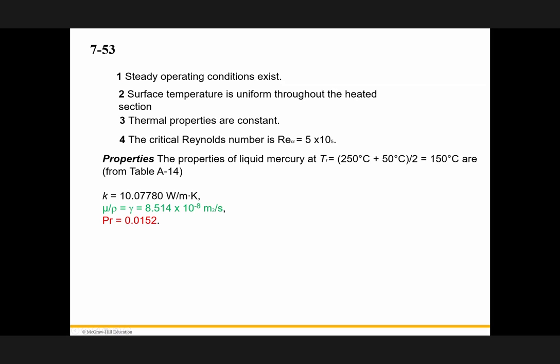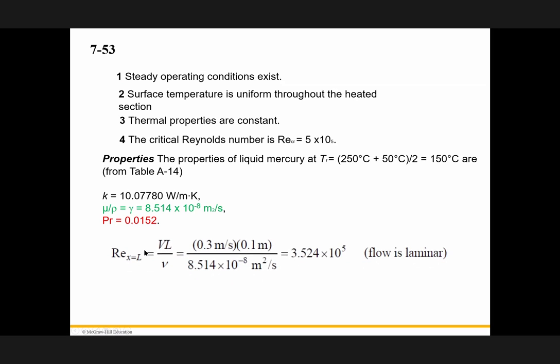Therefore, we're trying to find the Reynolds number at the end of the plate, because the length of the plate is 10 centimeters. He asked us to calculate the heat transfer at x equals 10 at the end. The worst case scenario is the maximum length of the plate, which is 10 centimeters. Using the velocity and the physical properties we obtained, we can see the flow is still laminar at the end. It means that from the beginning to the end, the flow is laminar.